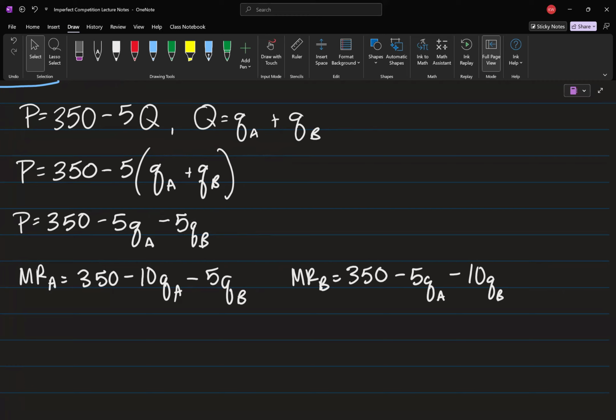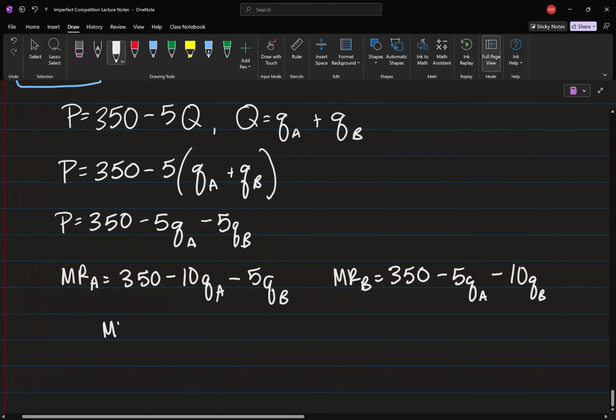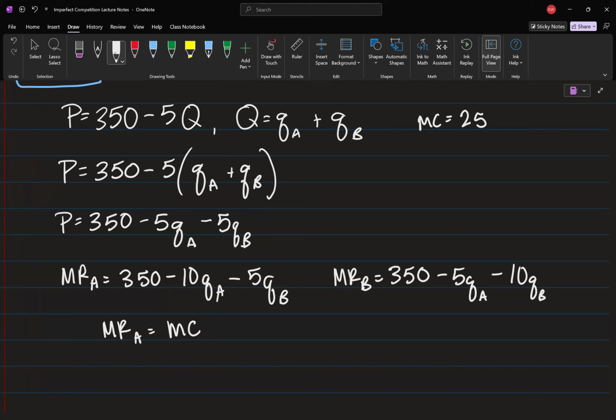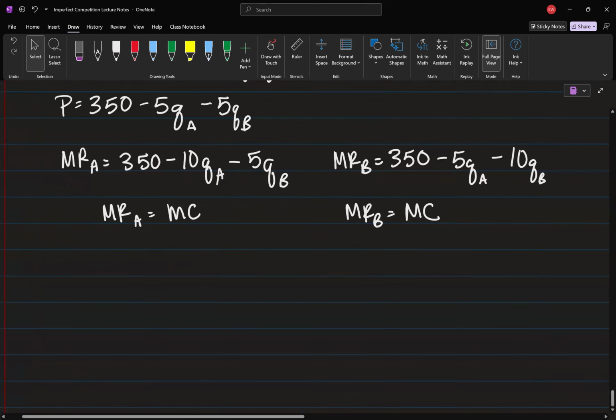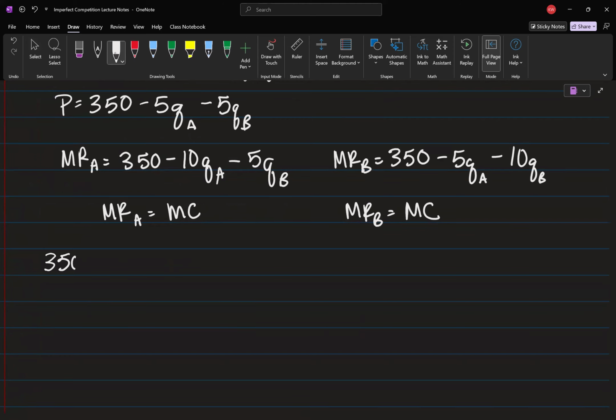Okay. Next, we're going to set marginal revenue equal to marginal cost for each firm. So we'll have the marginal revenue for firm A equal to their marginal cost. Both firms, like we found before, have a marginal cost constant at 25. So we'll see that their marginal cost will be the same. Okay, so we're going to start with firm A. We have marginal revenue for firm A equal to marginal cost. That's going to give us 350 minus 10 times the amount firm A produces, minus 5 times the amount firm B produces equal to 25.